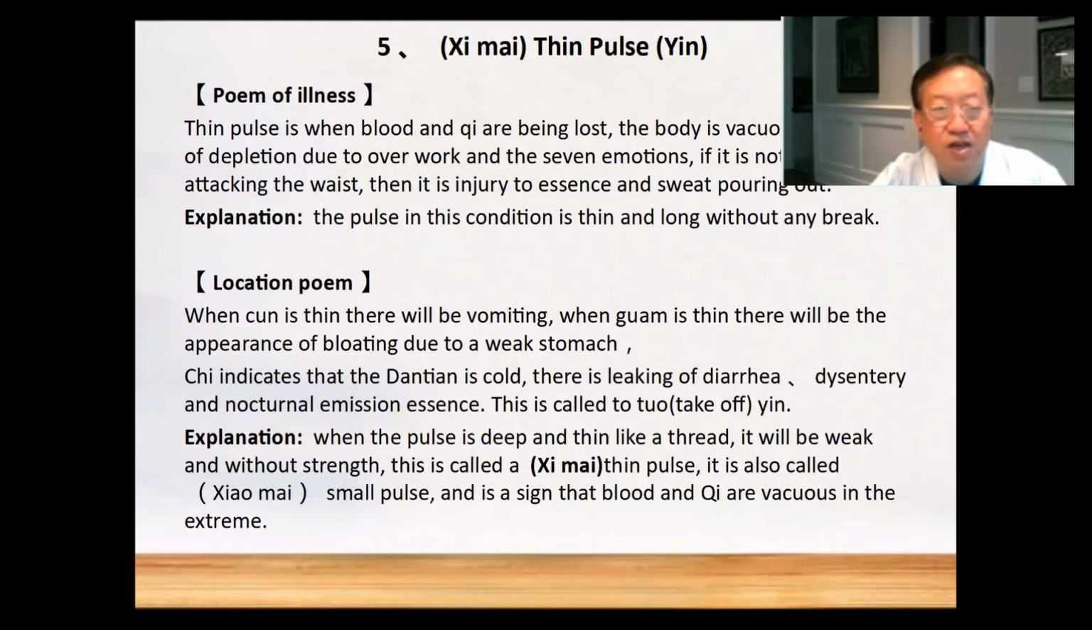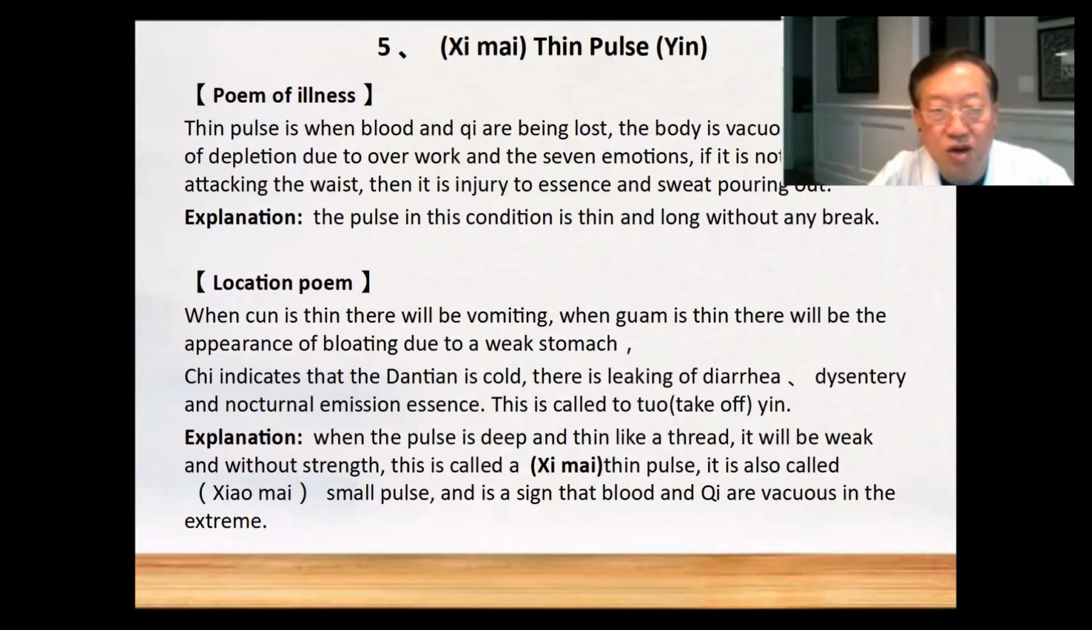Poem of illnesses. Thin pulse is when blood and qi are being lost. The body is vacuous as a result of depletion due to overwork and the 7 emotions. If it's not damp qi attacking the waist, then it's injury to essence and sweat pouring out. Explanation: the pulse in this condition is thin and long without any break.